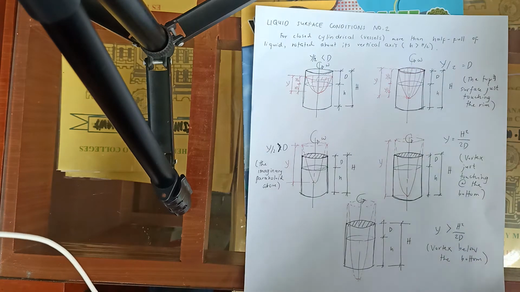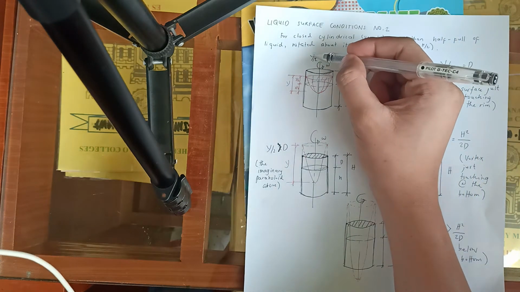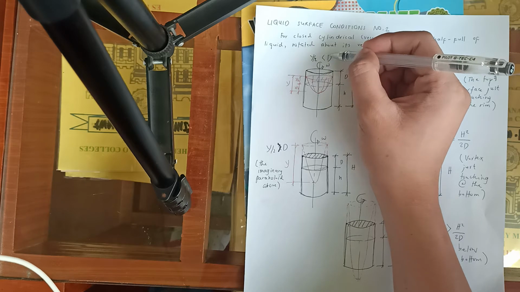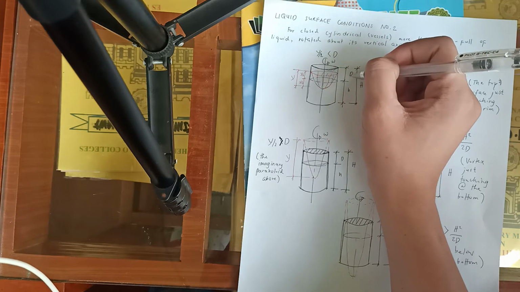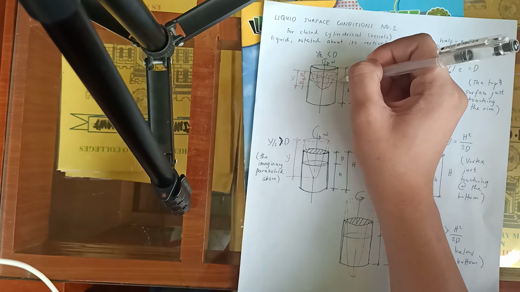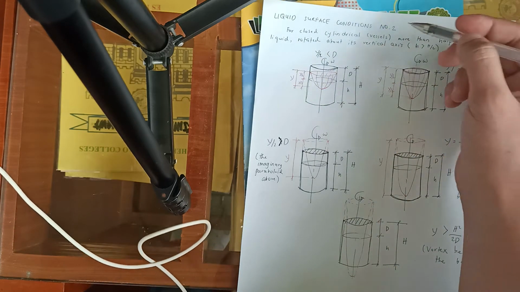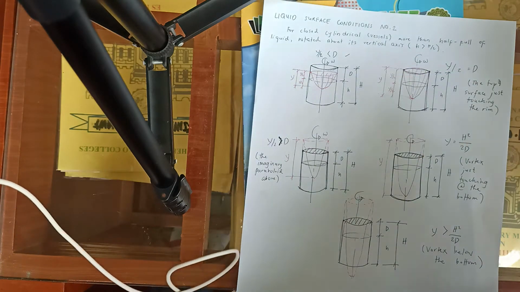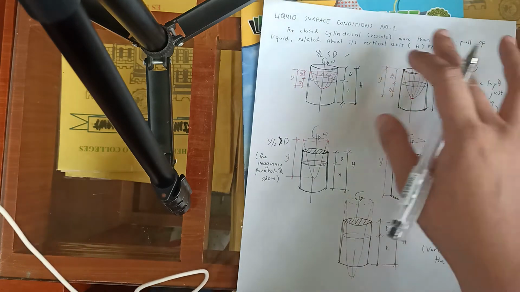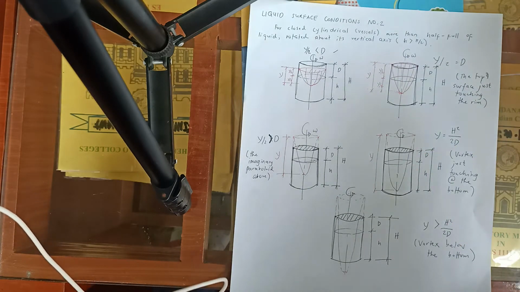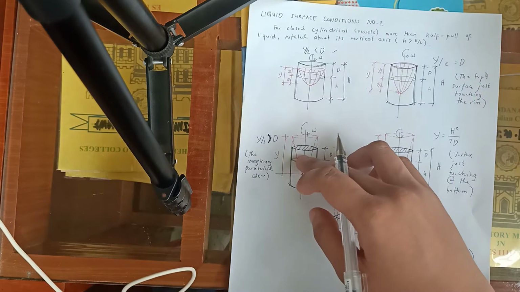So the first condition is when the height or depth of the paraboloid, or half of it, is less than d. The d is the distance from the rim to the surface of the liquid. And in all these conditions, there is no liquid spill because it is a closed cylindrical vessel.